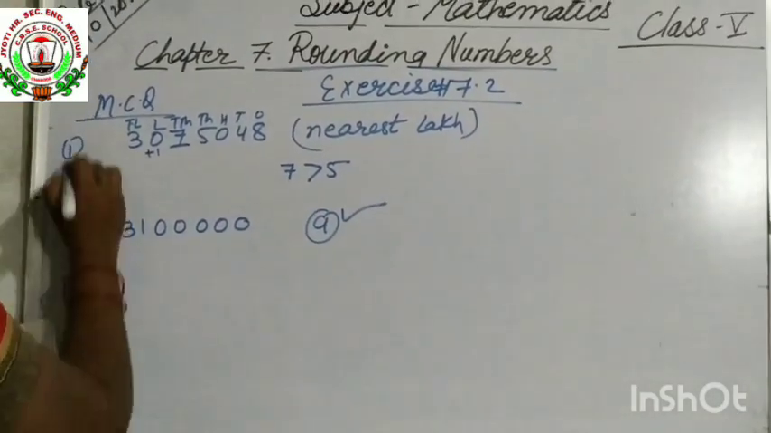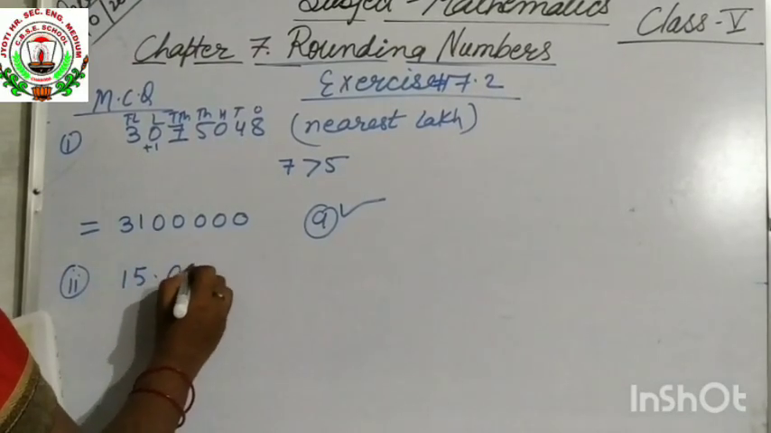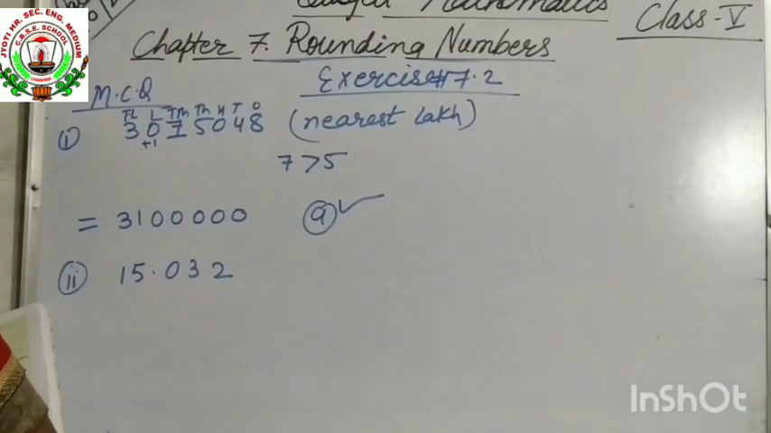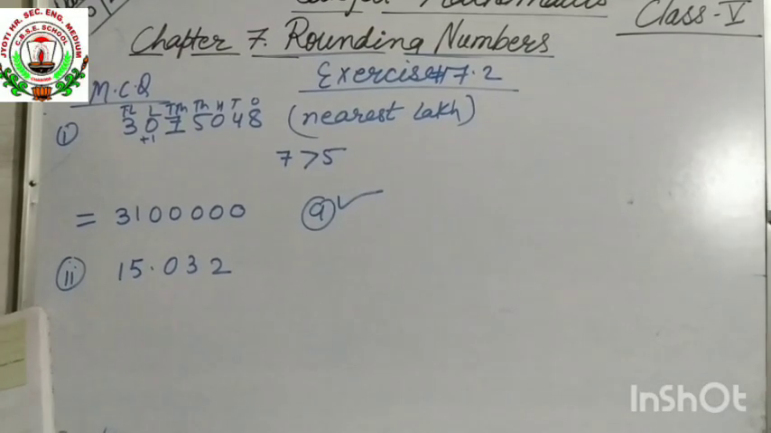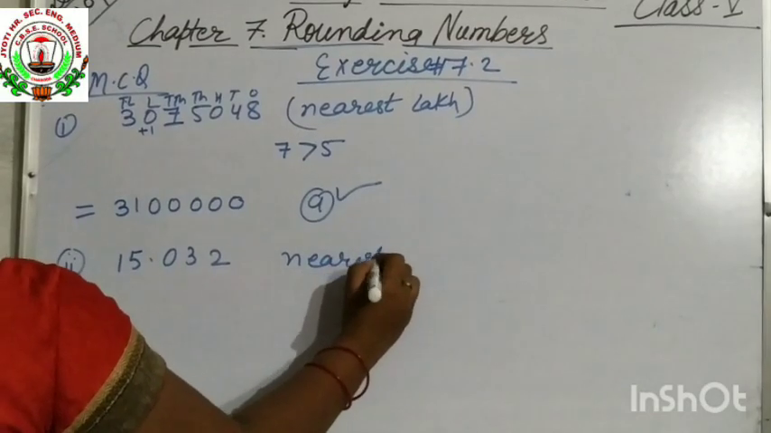Now in number 2, the number is 15.032. So here we have to round to the nearest hundredth.